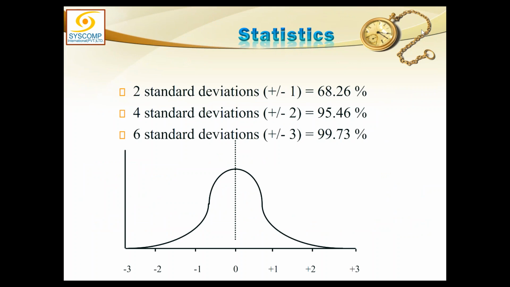Okay, right. The 6 standard deviations means 3 sigma. Plus minus 3 is the sigma. So if you are talking about 6 sigma, that will be 6 plus and 6 minus. 12 standard deviations is equal to 6 sigma. And the accuracy will be 99.9999 something. In other words, 3.4 in a million.